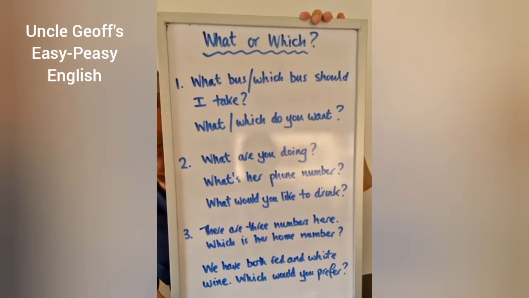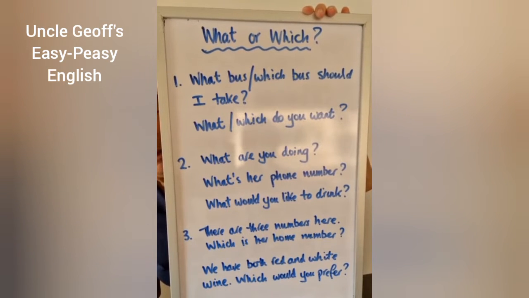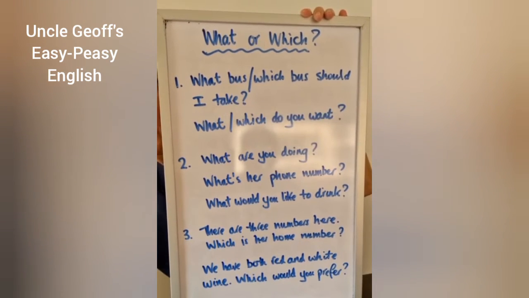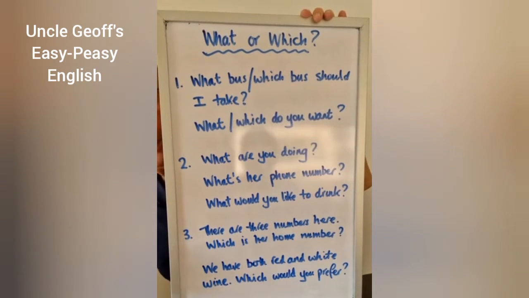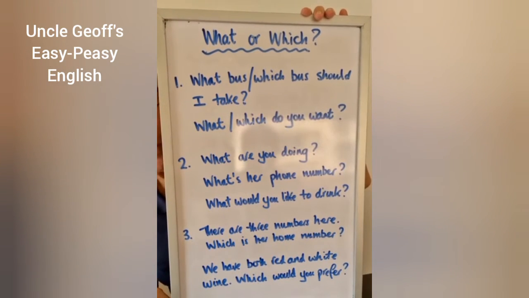Okay, go back to number 2. What are you doing? Lots and lots of possible answers. And if that's the case, use what. So what are you doing? What's her phone number? It could be anything. 1, 2, 3, 4, 5. 2, 1, 3, 4, 5. 3, 1, 4, 5. It could be any number, any variety, any combination. So when it's very general, very wide, use what.